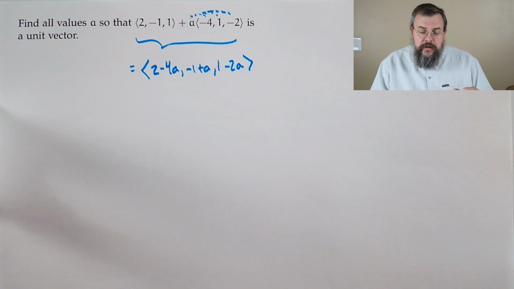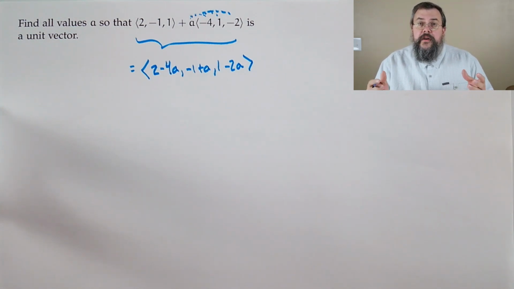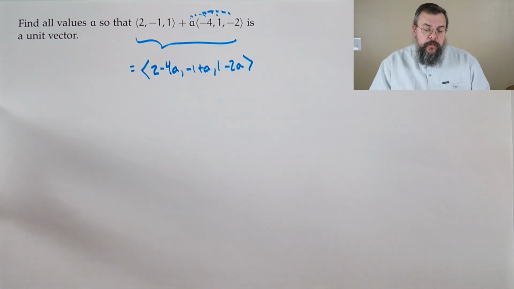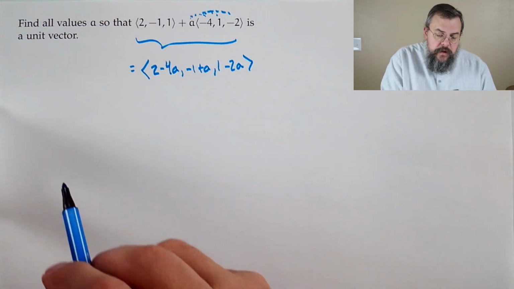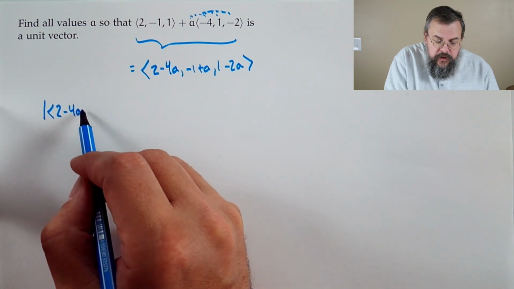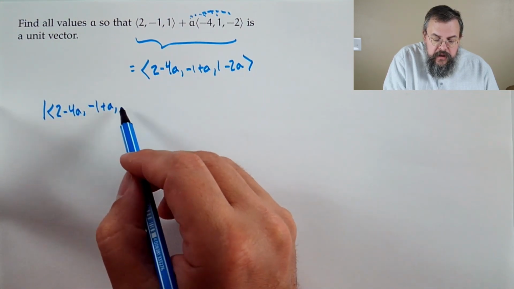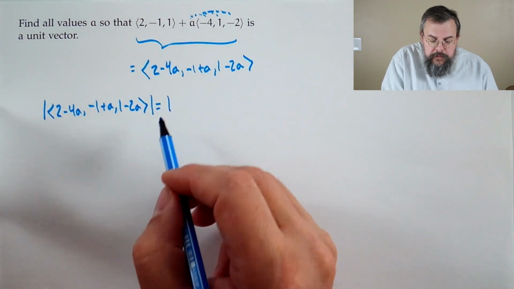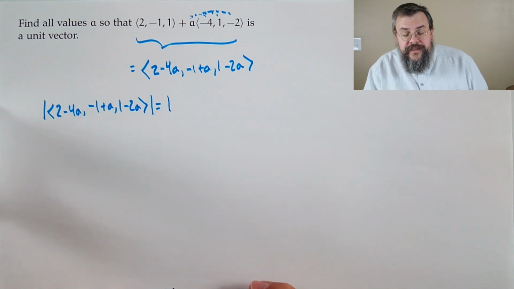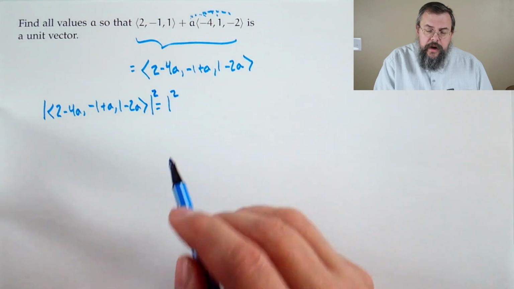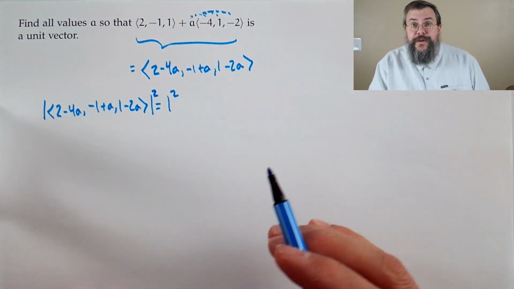Now we have our vector. Let's take a look. We want it to be a unit vector. A unit vector is a vector which has length 1, because remember, that's the word unit. Unit means 1. So we really want the magnitude of our vector, ⟨2 - 4a, -1 + a, 1 - 2a⟩, equaling 1. Now, for convenience, the magnitude involves a square root, so we'll just square both sides. We just need the square equal to 1 squared, which is still 1.